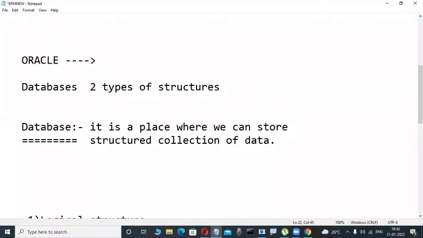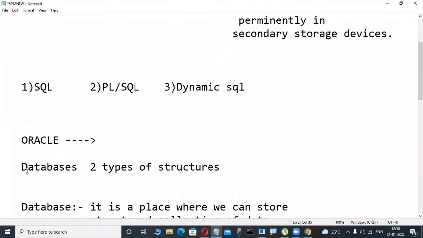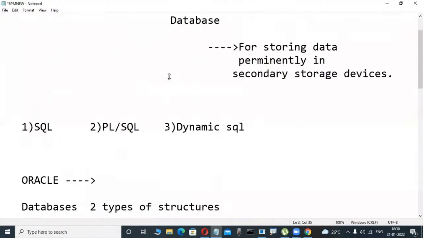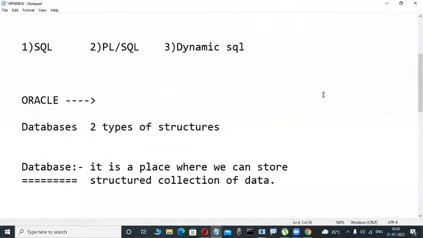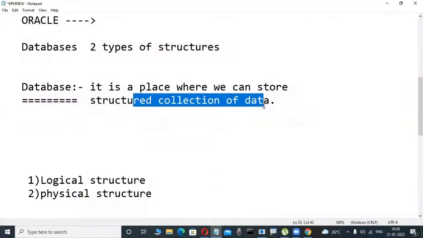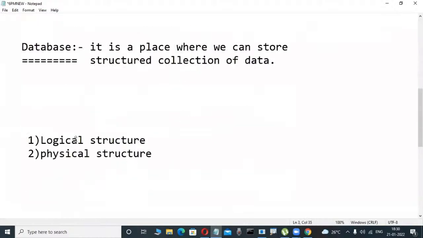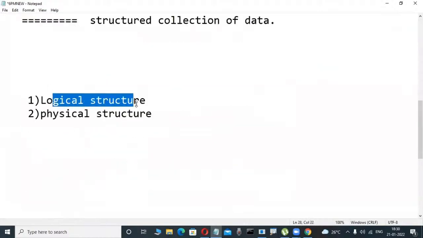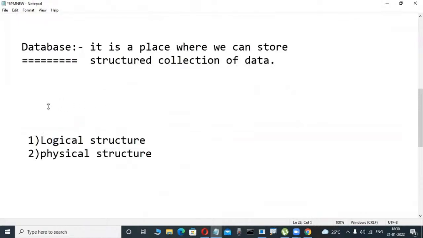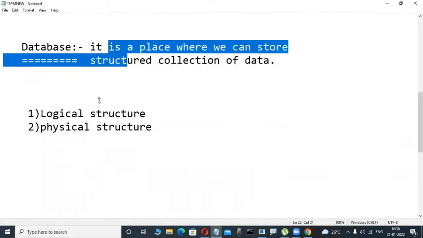Actually, whenever we are installing Oracle or any relational database software, what is a database actually? It is a place. Whenever we install this type of software, automatically some place is reserved in the hard disk only. In that place only we can store a structured collection of data. But whenever we install these softwares, two types of structures are there. One is logical structure, another one is physical structure. This definition I am not explaining; today you will understand it one of these days.